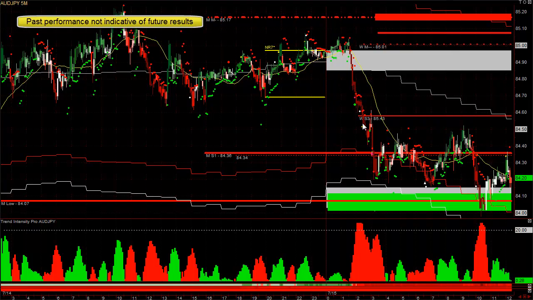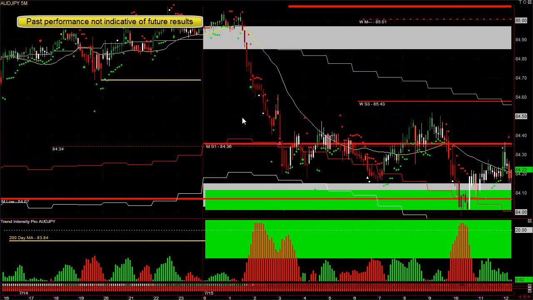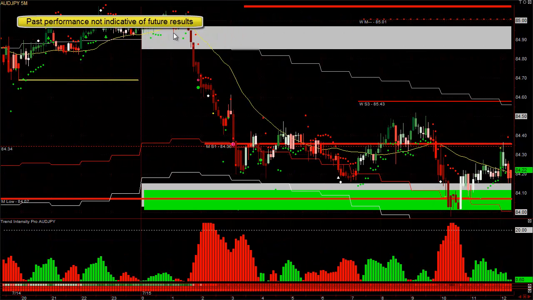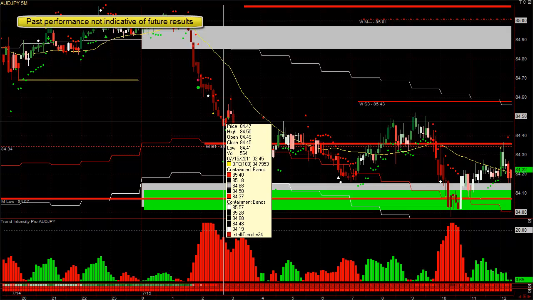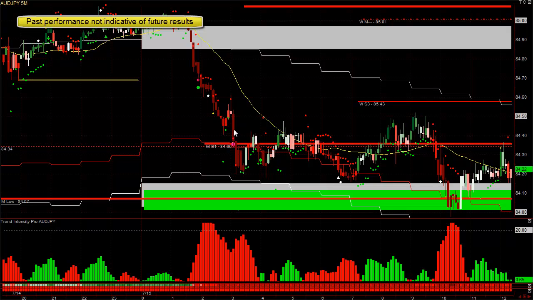This thing just absolutely collapsed. And you can see our IntelliStop, kept you short until right here, somewhere in this bar right here. The dots went long. Actually, it was probably right around here. And then it went short again, and had a small 10-15 pip win after that.